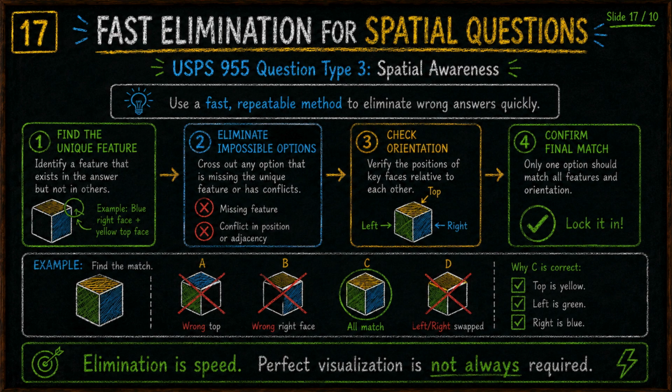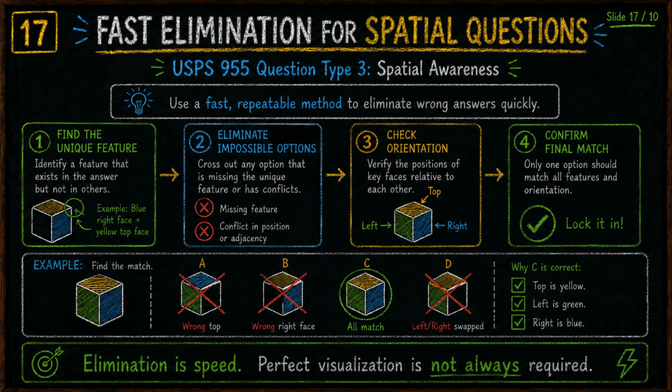Fast elimination is one of the best ways to improve spatial awareness scores. You do not always need to visualize everything perfectly. Sometimes you only need to find what makes an option impossible. Step 1. Find the unique feature. Look for the feature that stands out. A colored face, a notch, a symbol, a long side, a missing corner, a raised block, a rotated arrow.